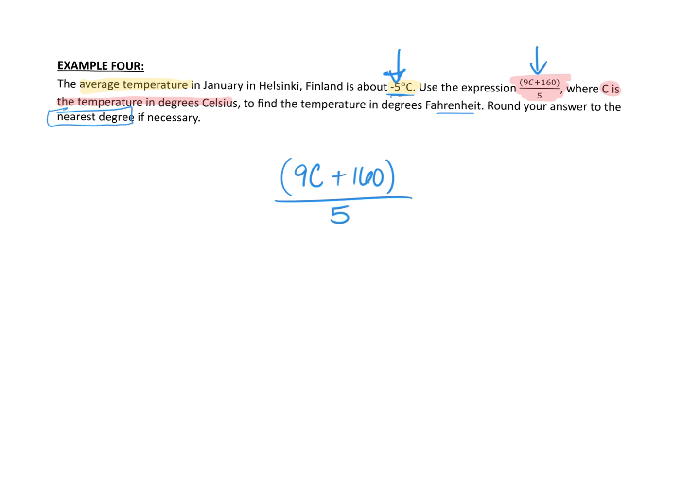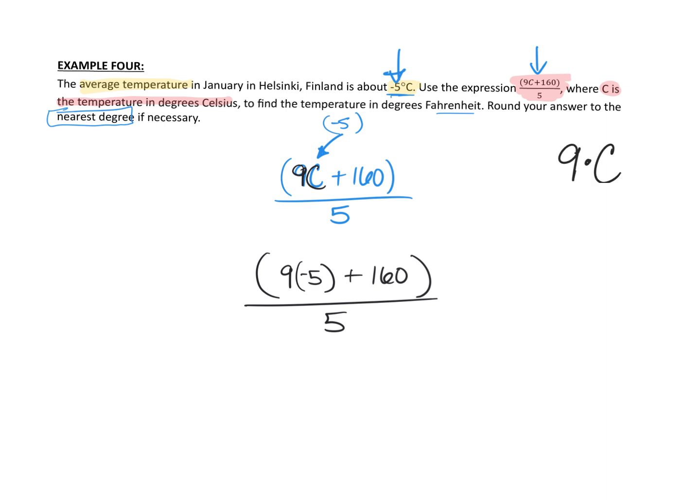So all I have to do in this one is instead of a C, let's plug in what the temperature is. Well, we said it's -5. So I'm going to be plugging that in. So let's rewrite it. So I have parentheses, then I have 9 instead of a C. I'm going to put -5 plus 160, parentheses, and then divided by 5. Remember, whenever a number and a variable are right next to each other, there's like an invisible multiplication sign between those. So that tells you we're multiplying.